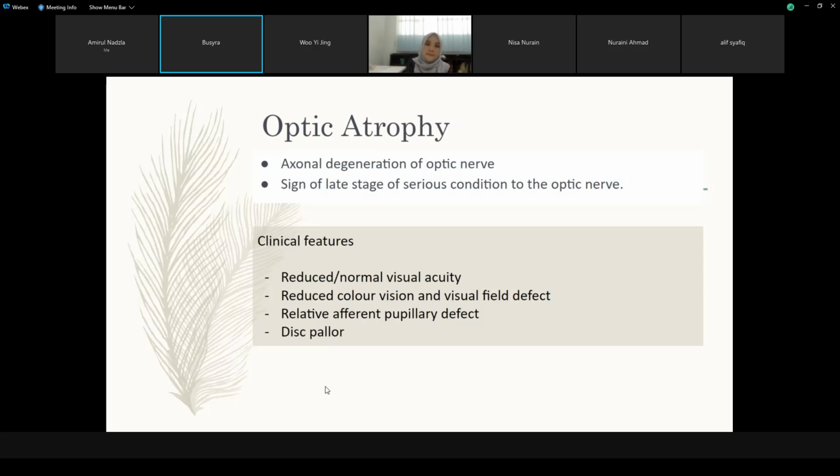The patient may also have a relative apparent pupillary defect, just like how Lisa explained before. And then there is also disc pallor, which in severe optic atrophy, the entire disc is seen as pale. However, in some cases, only some part of the disc is affected, for example, at the temporal part only. And that's why we need to compare both the right and the left disc to detect any abnormality.